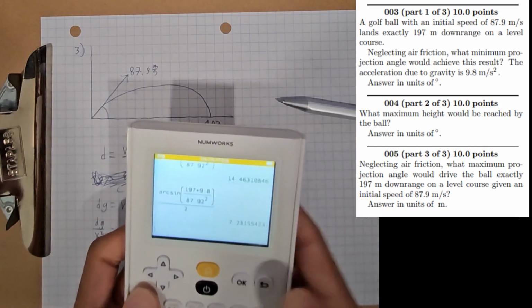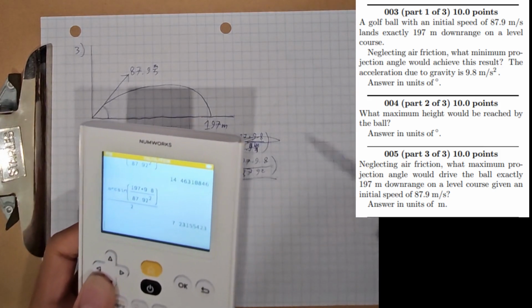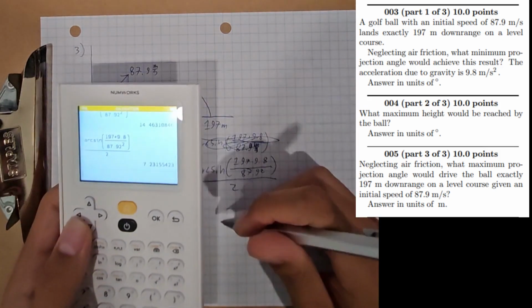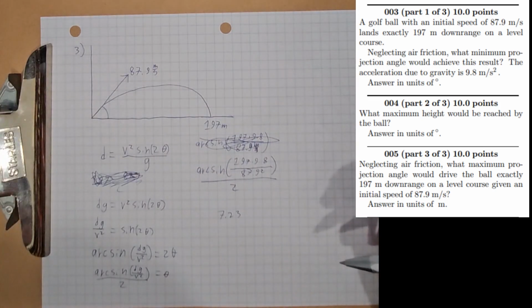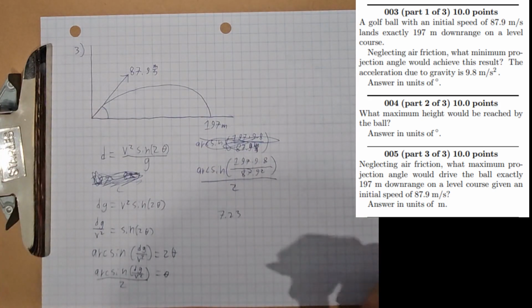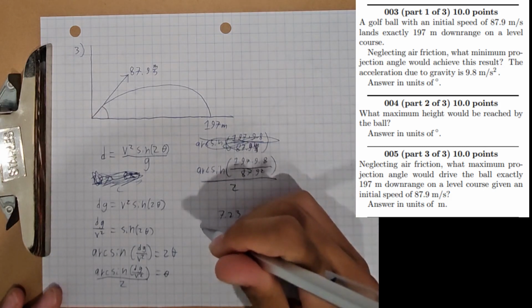Putting this into my calculator, I'm going to get 7.23 as my result, which is correct. So next, I'm going to skip over part 2 and all the way to part 3.